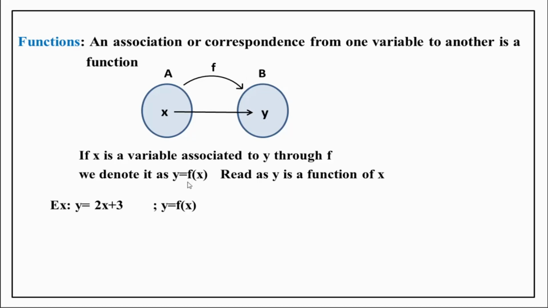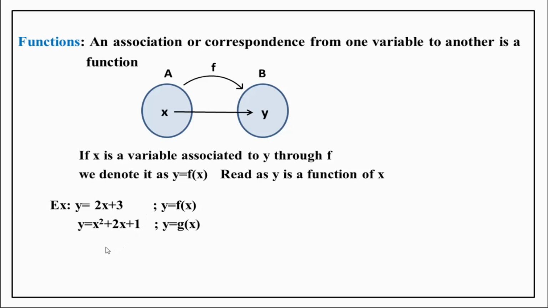I'll take one example here. So y equal to 2x plus 3. So we have variables x and y. They are associated to each other or related to each other. And here y is expressed completely in terms of x. Y value depends on the values of x. So y is a function of x. So that we denote this as y equal to f of x.